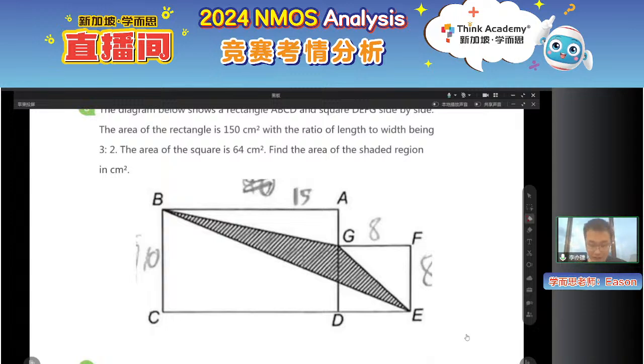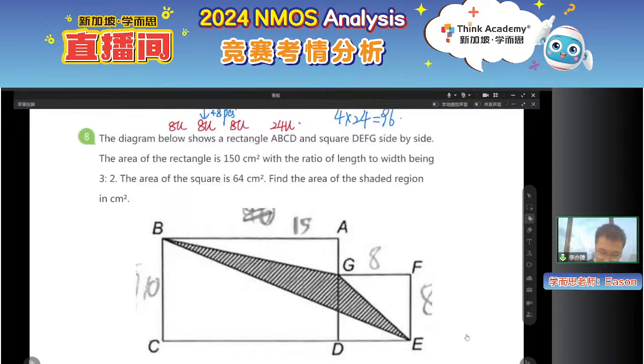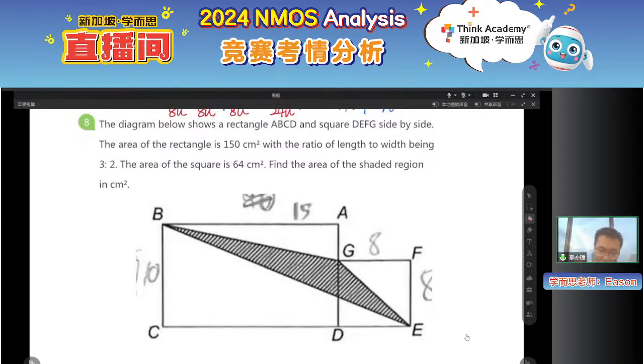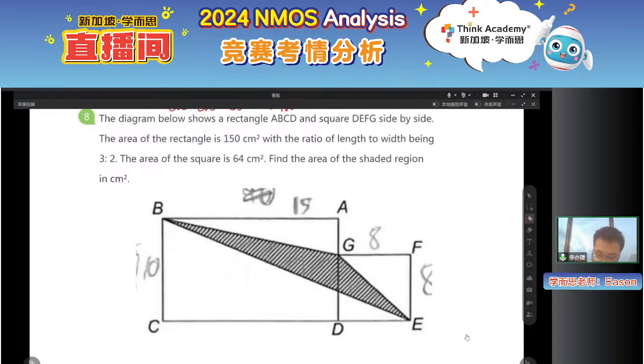So maybe never mind. It says that the side lengths of the rectangle are 10, 15, 8, and 8. We want to know the shaded region, right? So now, okay, 5, 6, 7, then it's okay, right? It lagged for 2 minutes actually. Okay, so now how to calculate this one?